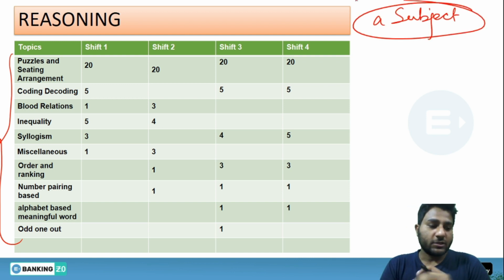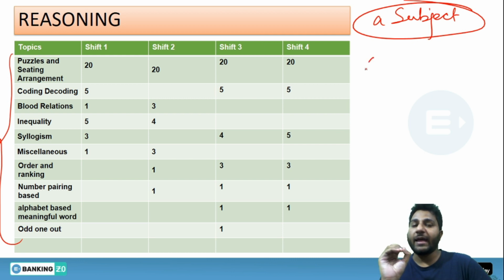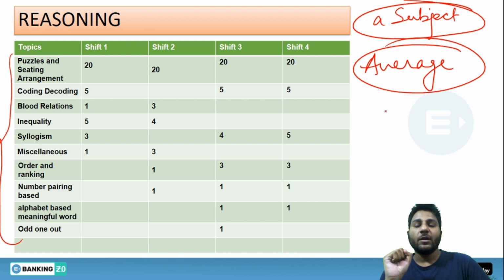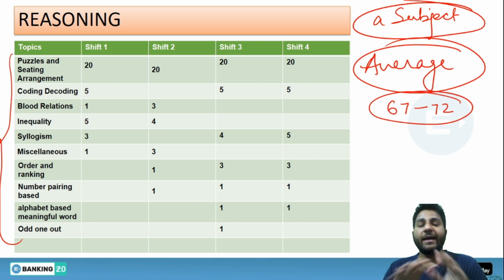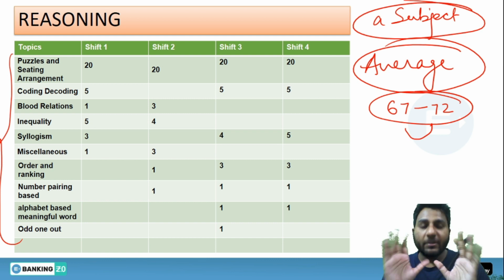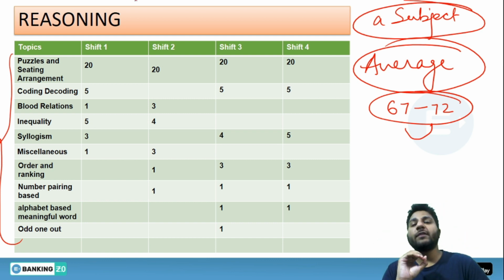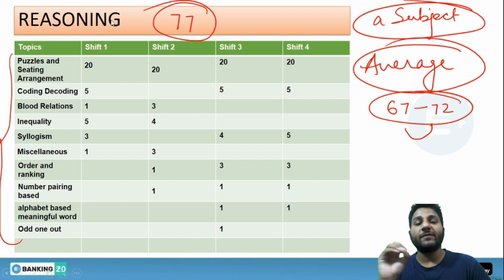That's it from my side. The average attempt from the aspirants was around 67 to 72. So the average attempt has increased from 67 to 72. I believe those who attempted between 67 and 72 have the accuracy. Those who attempted above 77, I have a doubt about that, because they have done it deliberately.